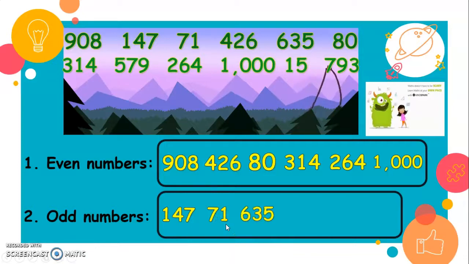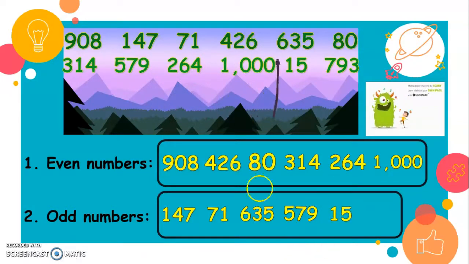The next is 635. This number has number 5 in the ones place. Next number is 579. It has number 9 in the ones place. The next one is 15, ending with number 5. And the last one is 793, ending with number 3.